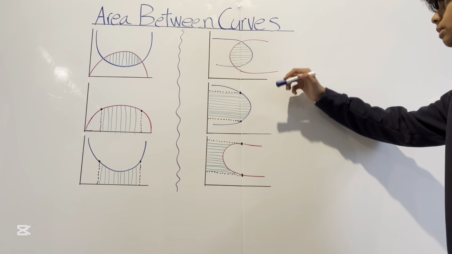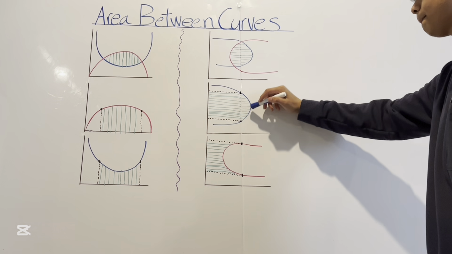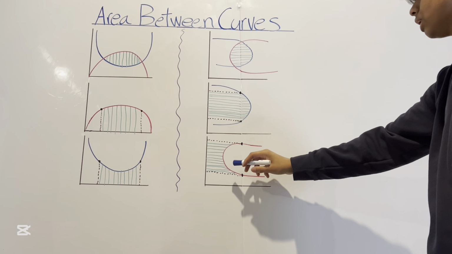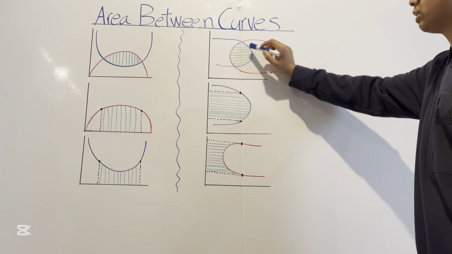So instead of top to the bottom, we'll take right to the left. So the right curve will give us this area, the left curve will give us this area. So if we take this and subtract it by this, we will get the area between this curve.